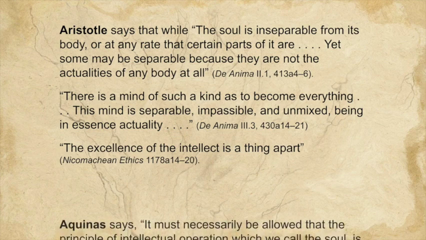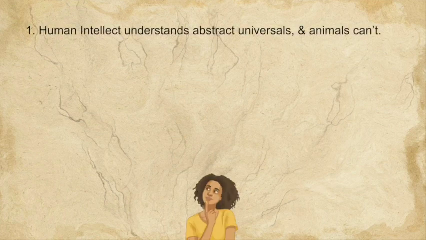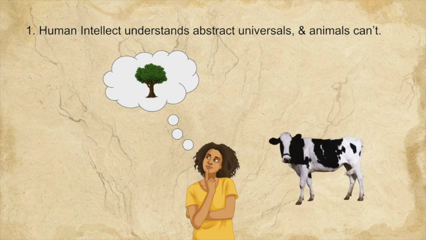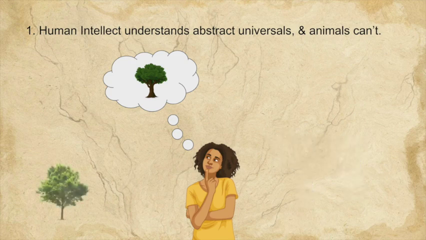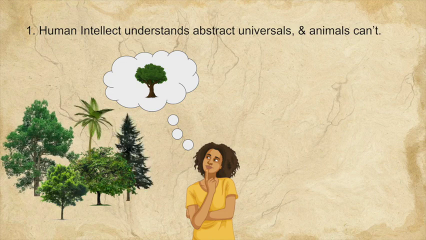Aquinas says, it must necessarily be allowed that the principle of intellectual operation, which we call the soul, is a principle both incorporeal and subsistent. How can one prove the immateriality of the soul? First, human intellect understands abstract universals and animals can't. To understand is to conceive of an abstract universal concept that applies to all individuals, such as understanding that the definition of a tree applies to all trees in an unlimited way.